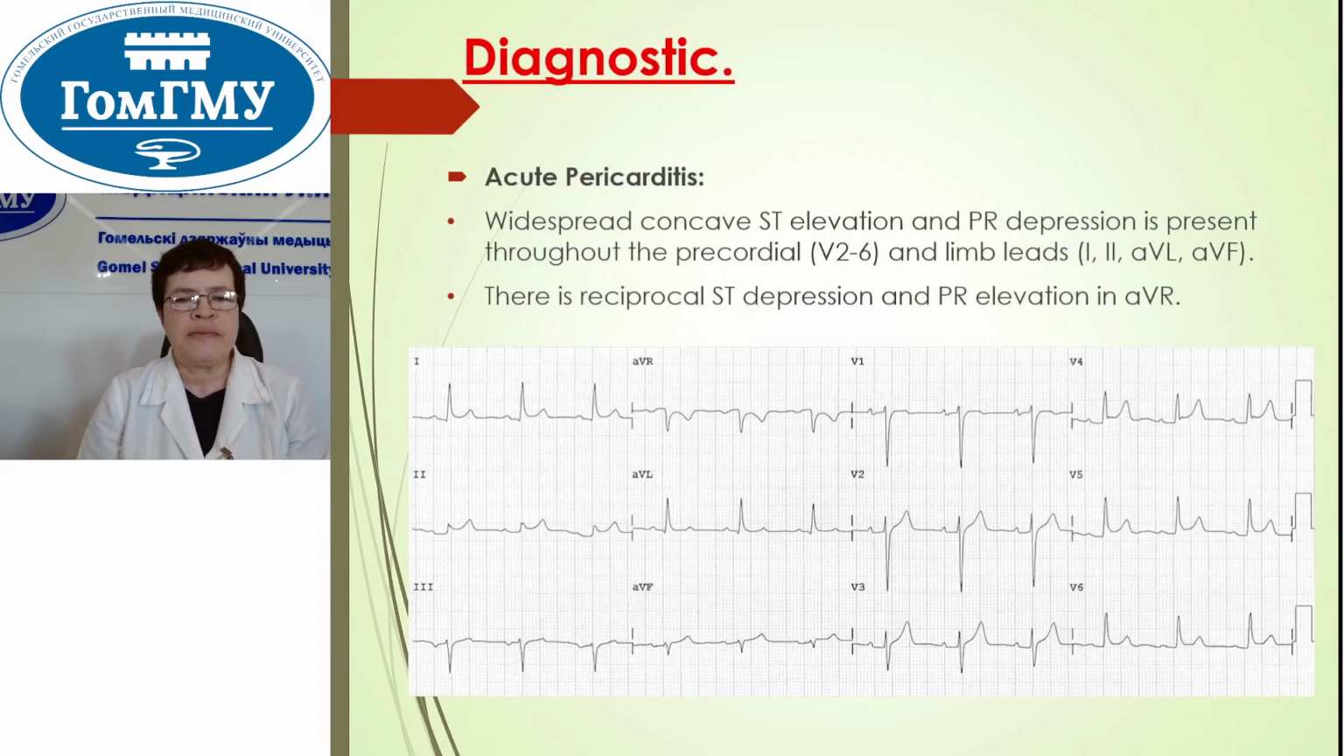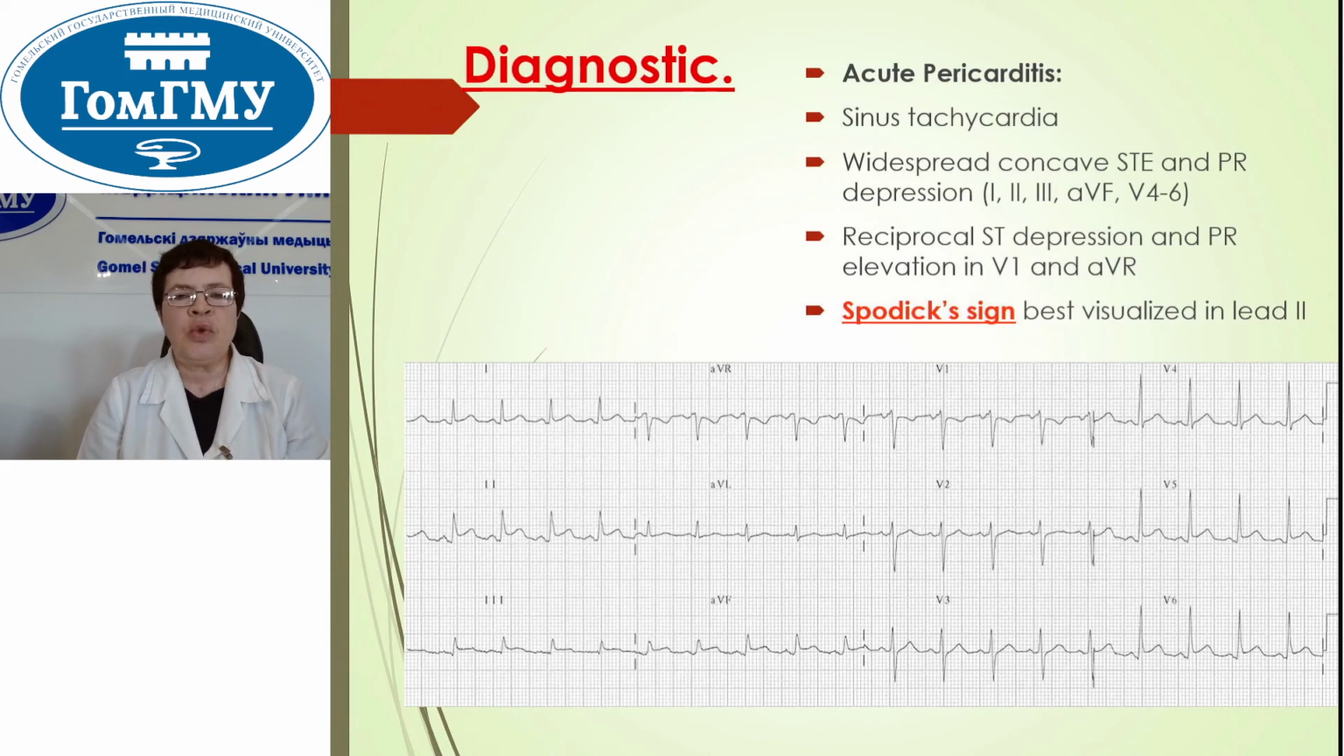Acute pericarditis. Here on this ECG, you can see acute pericarditis, and the signs are widespread concave ST elevation and PR depression present throughout the precordial leads from V2 to V6 and limb leads, first lead, second lead, AVL and AVF leads. And there is reciprocal ST depression and PR elevation in the lead AVR.